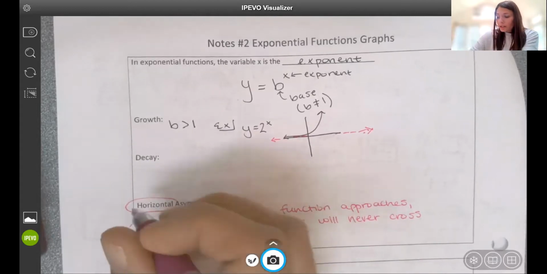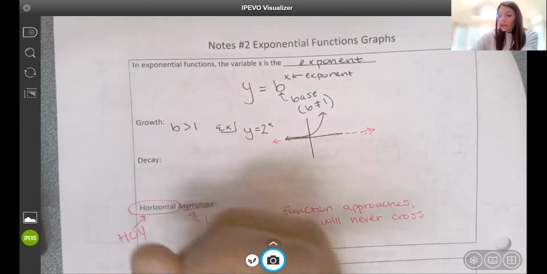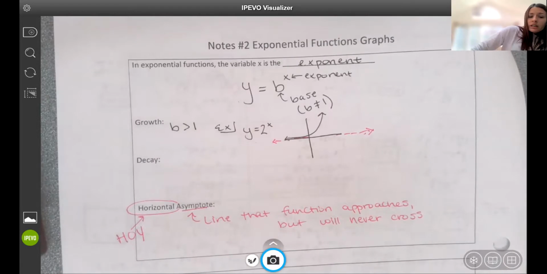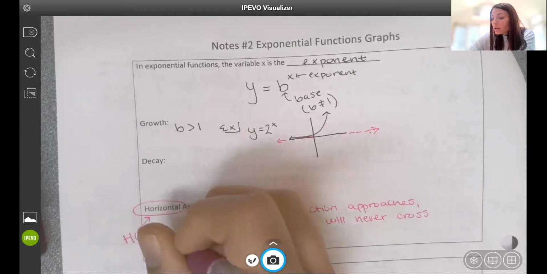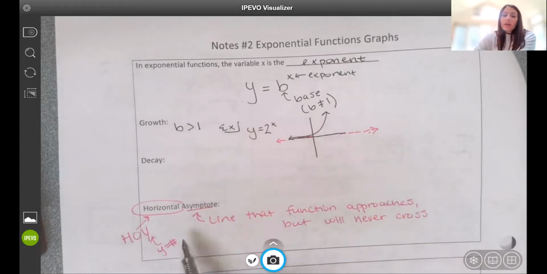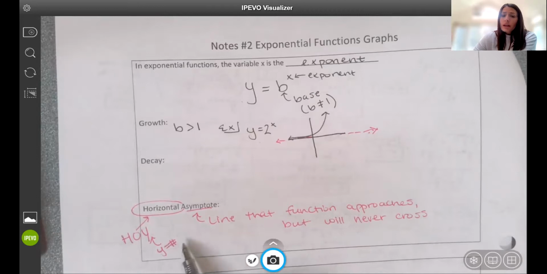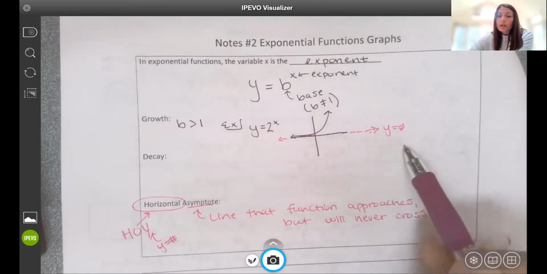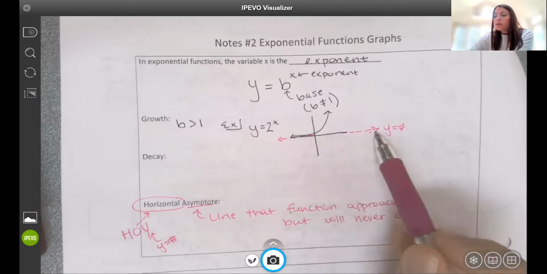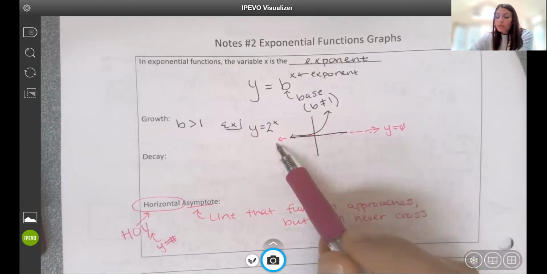We know that horizontal lines, we called them HOI at the beginning of the year, because that meant it was a horizontal line with 0 slope, and it was y equals a number. So we can find the equation for our asymptote. This equation would be y equals 0. That would be our horizontal asymptote here, is y equals 0. It's approaching 0, but we'll never hit it.